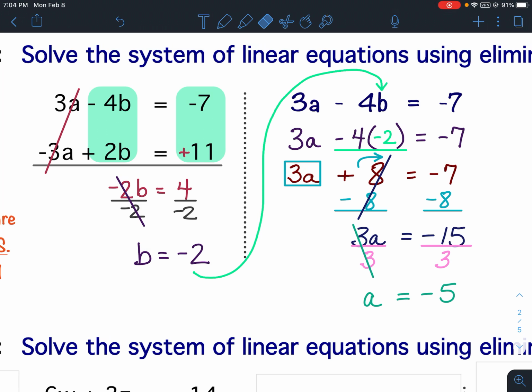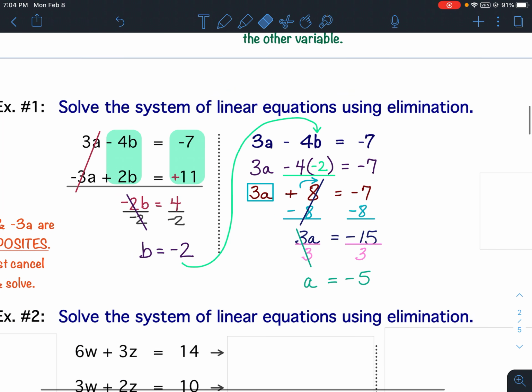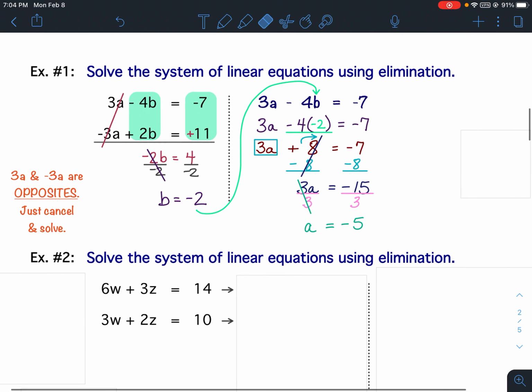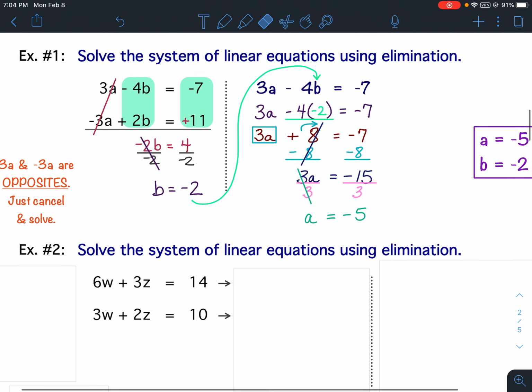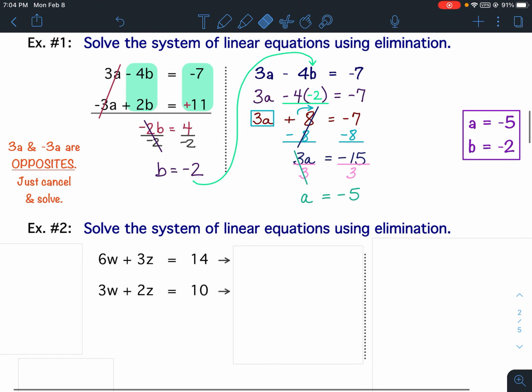Now, we have a equals negative 5 and b equals negative 2. When you go to put your final answer, you want to put it in alphabetical order. So a will go on top. So a equals negative 5, b equals negative 2. Pause your video, make sure you have that all written down.